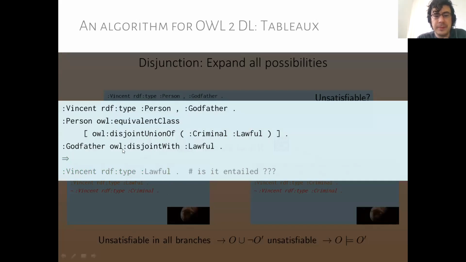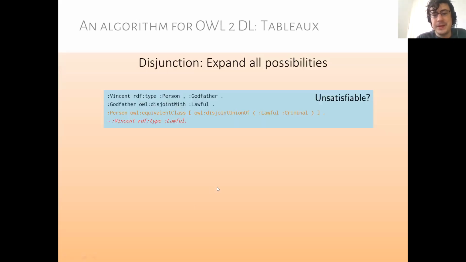Another example would be to take a different example. Here we ask, is Vincent, so Vincent is lawful. Is this entailed by the ontology, right? So we have the same ontology, and now we're asking a different question. Is Vincent lawful? Is it entailed? So we apply the same procedure, right? We have the same ontology. This time our inference has changed. It's not Vincent type lawful. So we're negating the entailment. We want to check Vincent is lawful. We negate it, add it to the ontology.